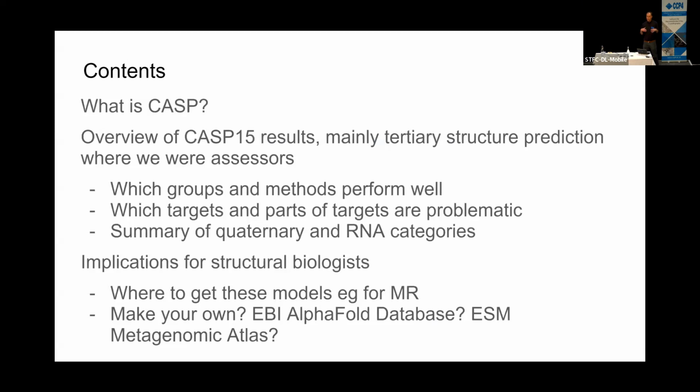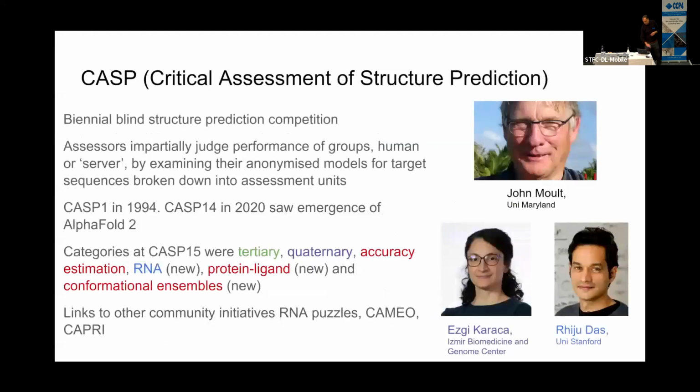That's predicting a single chain. That's where we were the assessors this time round. I'll try and give you a flavour of what happened in a couple of the other categories, the quaternary or assembly structure predictions and the RNA categories. But I'll try and give you an idea of where the field is at, which methods are working well, which targets are still difficult, what that means for you, particularly with regard to getting these models and using them for molecular replacement.